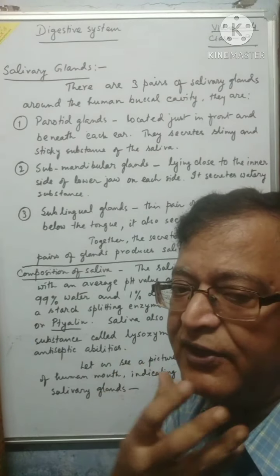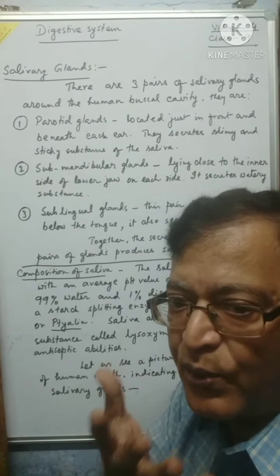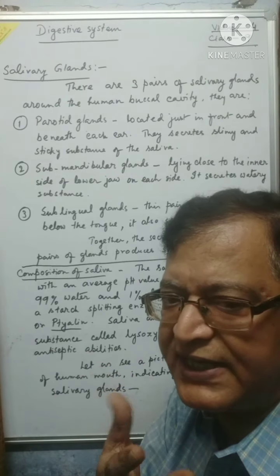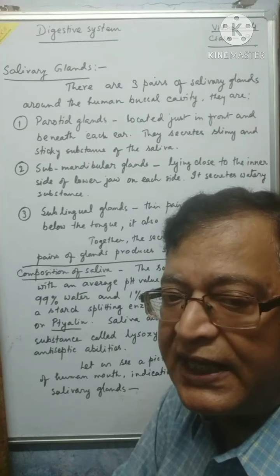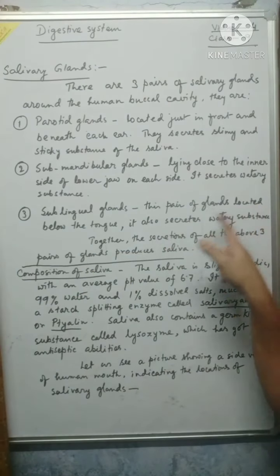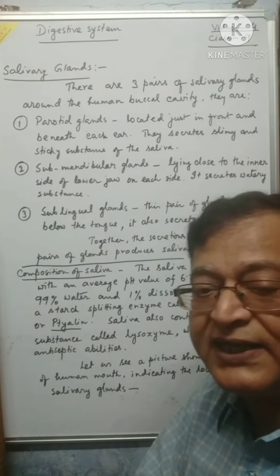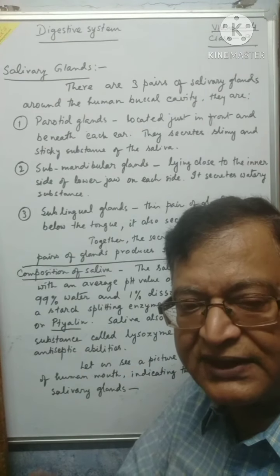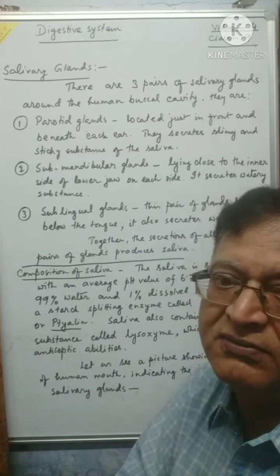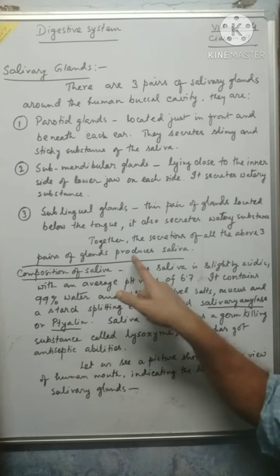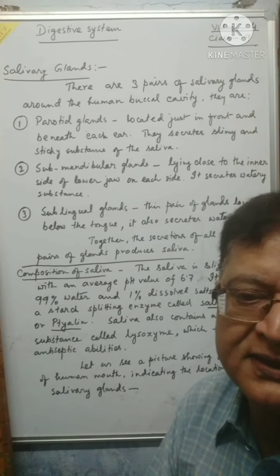You will always feel your mouth wet and fluid; the sublingual glands never allow the mouth to dry up. This pair of glands located below the tongue also secretes a watery substance. Together, the secretions of all these three pairs of glands in the mouth form saliva.